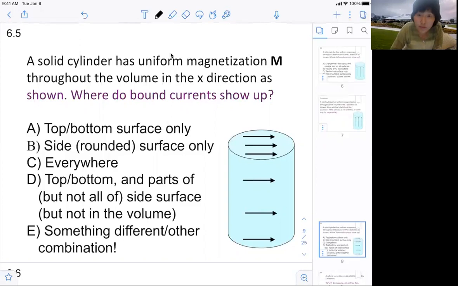So in our previous class, we manipulated the potential due to a magnetic dipole moment, and we made that potential into two different terms. One of the terms is a potential due to bound surface current. The other term is due to the bound volume current. The bound surface current, we use K to represent it, right?